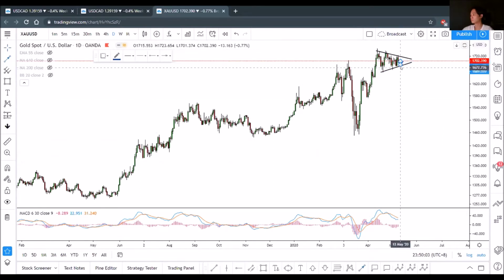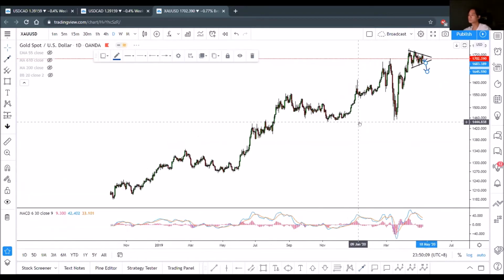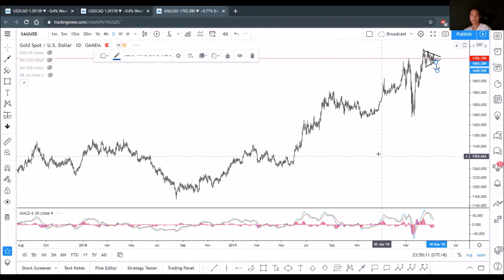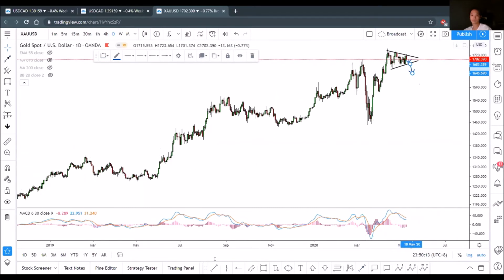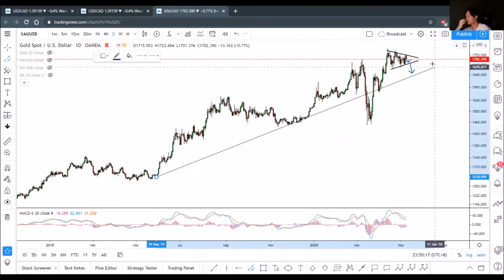And if it's able to break the bottom of this symmetrical triangle, we can probably see the price go down even further. This entire trend, if we were to plot a channel, this entire thing is a channel.